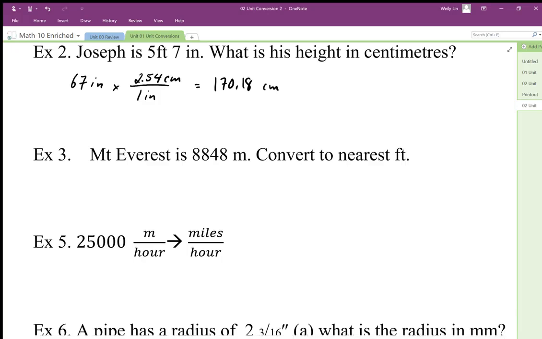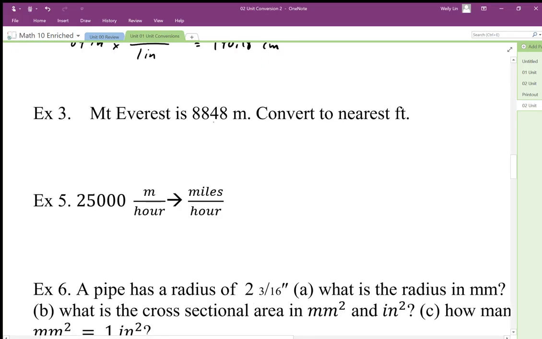So Mount Everest, it's 8,848 meters. I need a conversion of meters to feet. Okay, so when I look at my chart here, I don't have a direct meters to feet conversion, I don't think. So I'm going to have to convert the meters to yards and then yards into feet. So I'm going to use our 0.91.